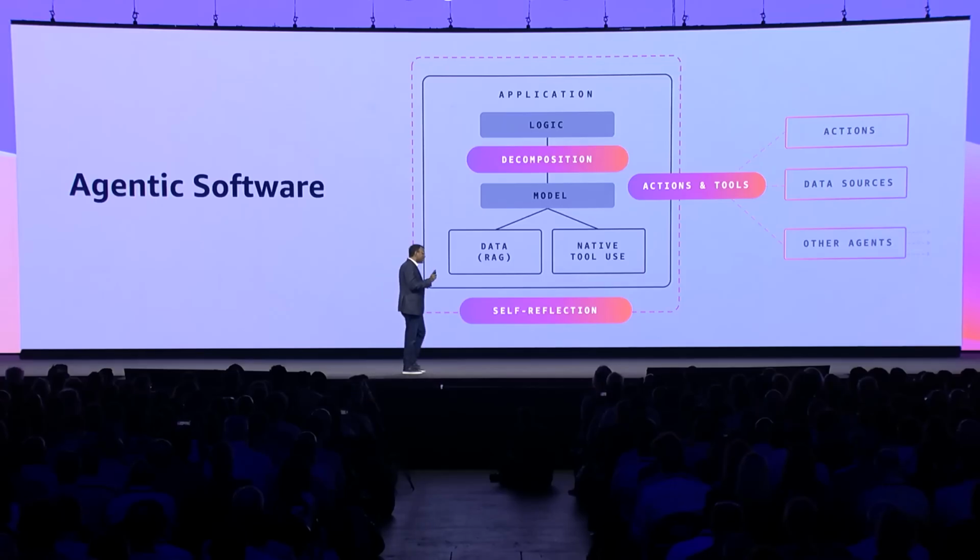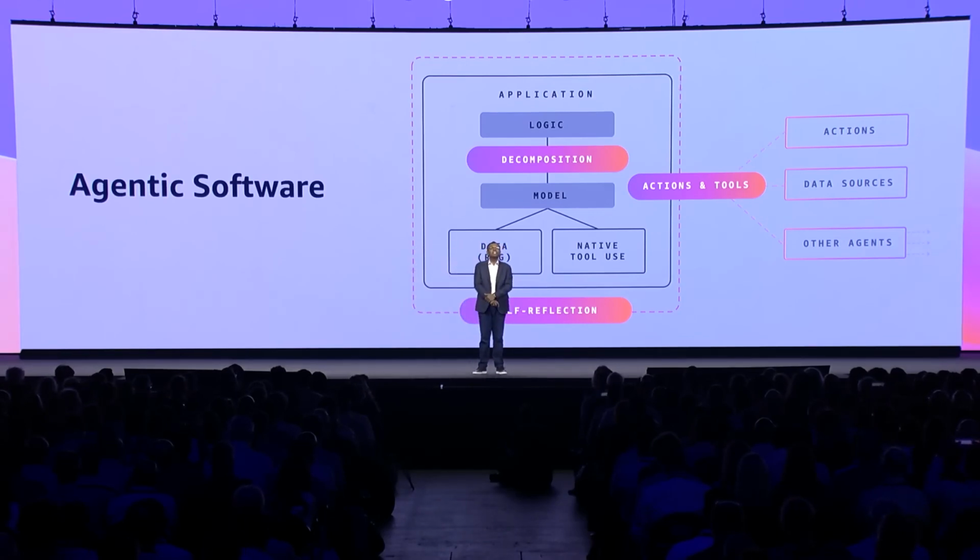And third is action and tool use. Whether that's performing actions in other systems like making API requests, or being able to access data, and even call other agents that may be specialized to do particular tasks that are necessary for achieving the overall goal. So what does this mean for how we build agentic software?